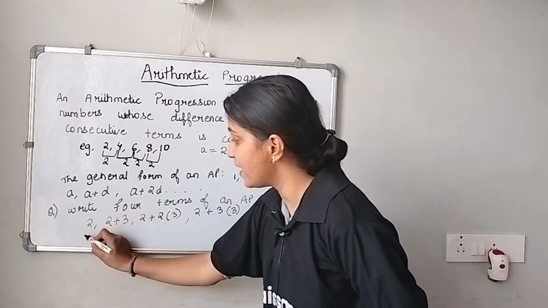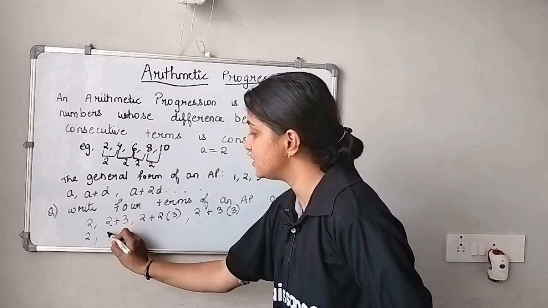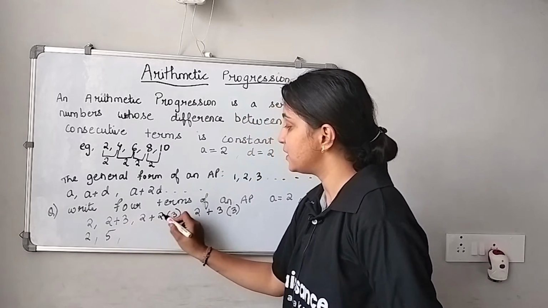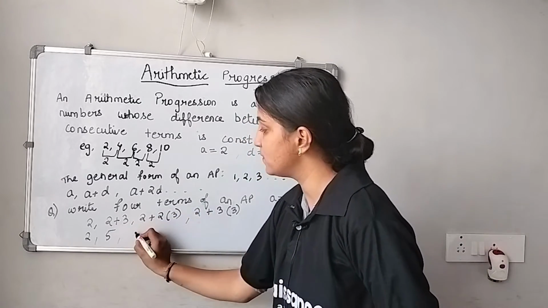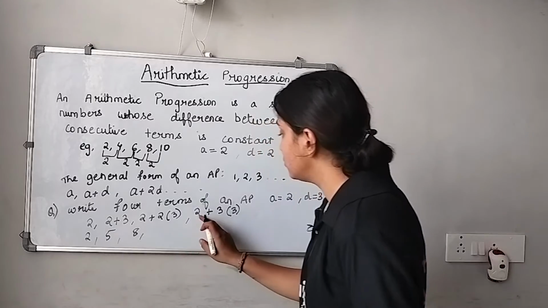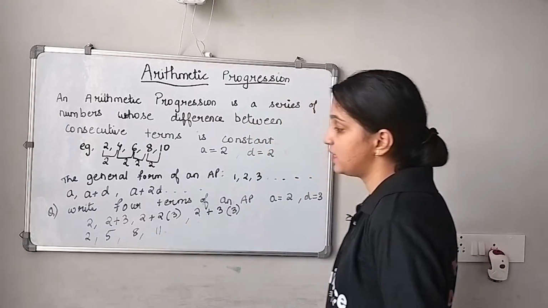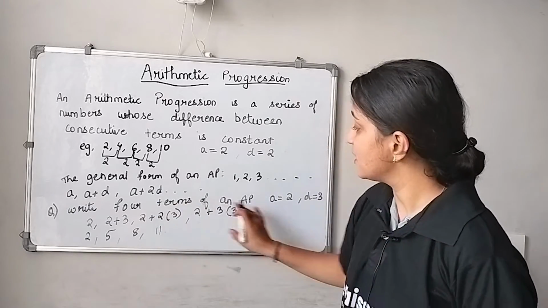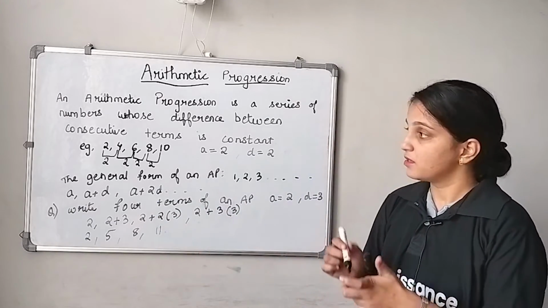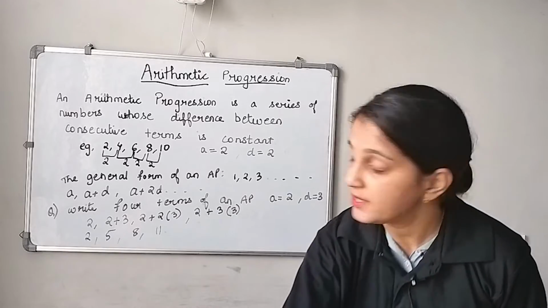Now let us simplify this. 2, comma, 2 plus 3 is 5, comma, 2 plus 2 into 3, that is 6, plus 2 will be 8. Then 2 plus 3 into 3 is 9, 9 plus 2 is 11. So here are the 4 terms of this AP. Okay. Now let us move on to the next question.